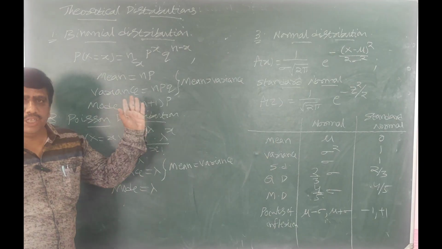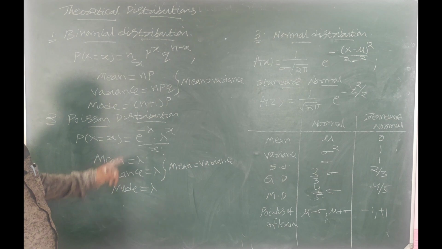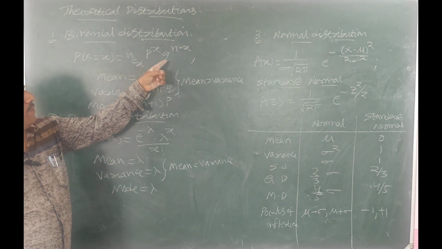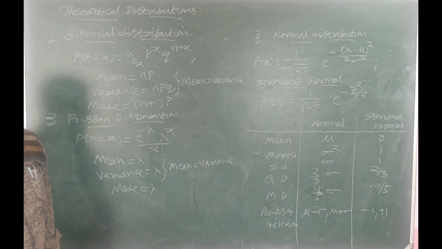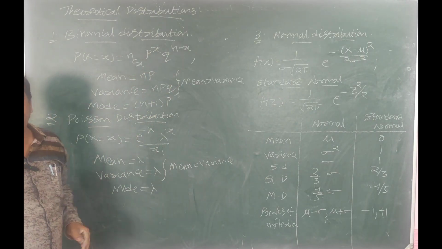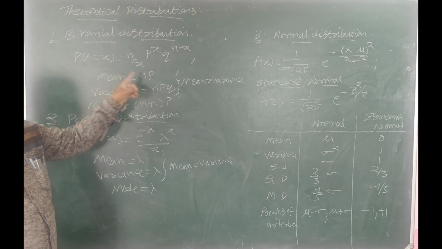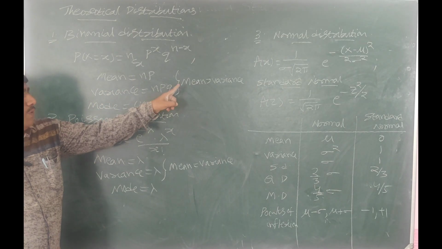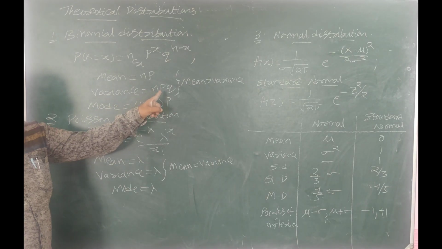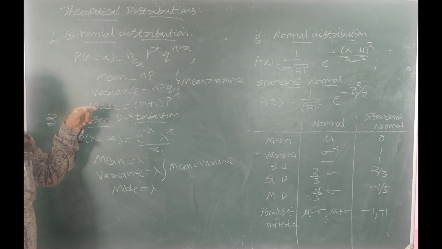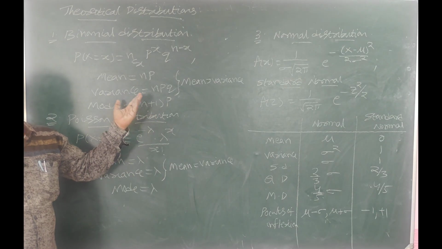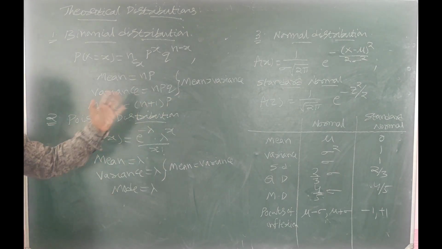Next, theoretical distributions. Binomial distribution. The PMF of binomial distribution is NCX, P power X, Q power N minus X, where X can take the values from 0 to N and we will have N plus 1 probabilities. So mean of binomial distribution is NP, variance is NPQ, where always mean is greater than variance. If he is asking SD, root NPQ is the formula. And mode of binomial distribution formula is N plus 1 into P. It means it may be either unimode or bimode according to the value.